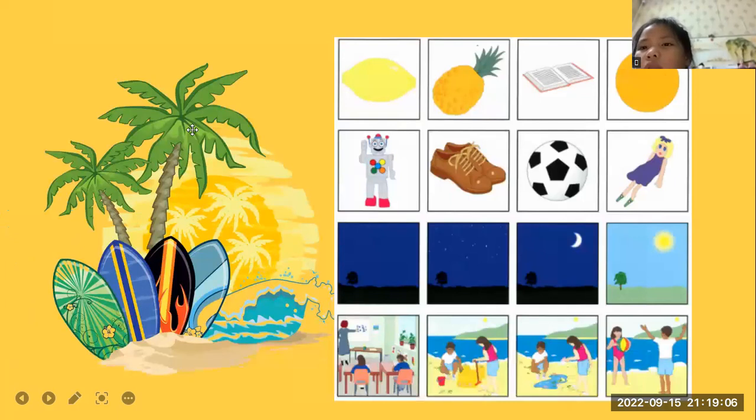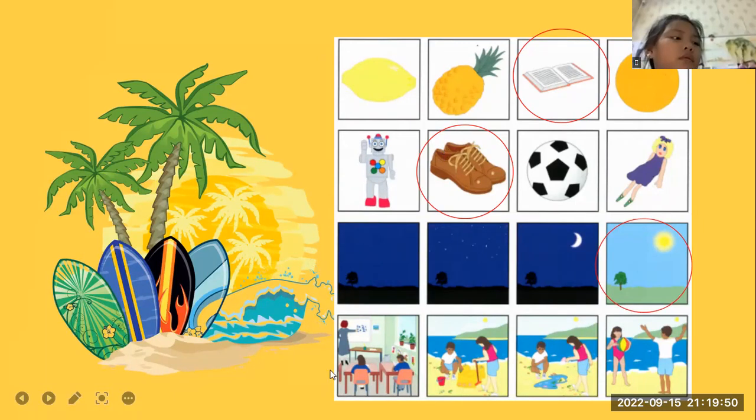So now, Elsa, in this picture, which is different and why? In the first line, the book is different because the book doesn't eat, but the book can read. Okay. In the line number two, the shoes is different, because the shoes we can wear. Very good. In the line number three, the picture four is different because the picture one, picture two, and picture three, they are nice, but the picture four is sun. Very good.